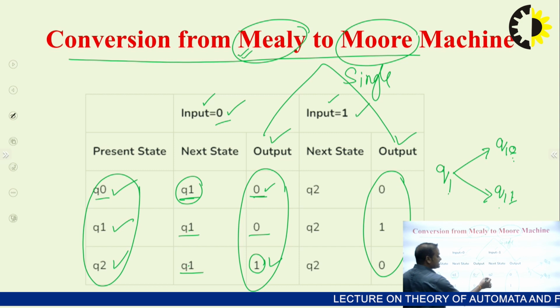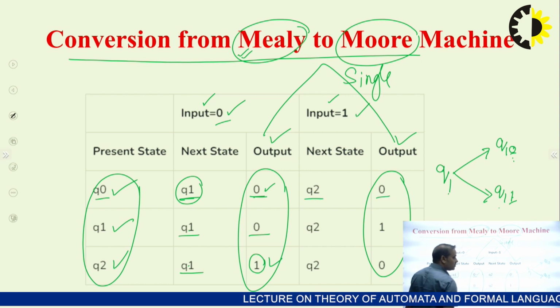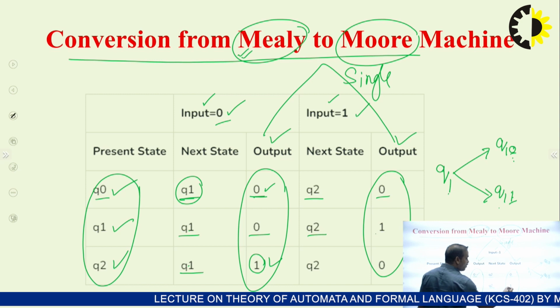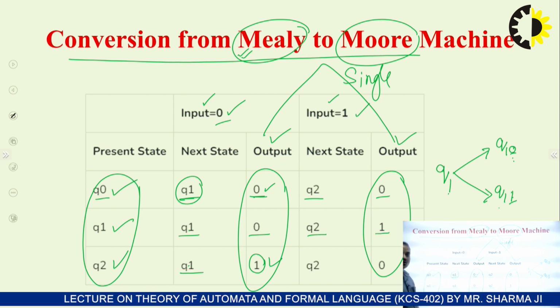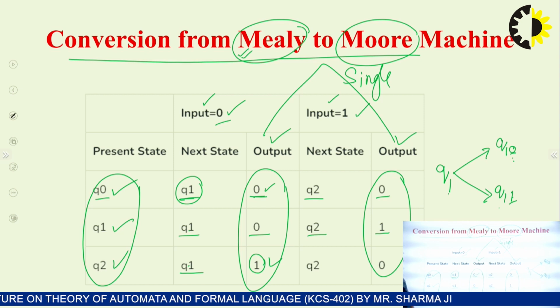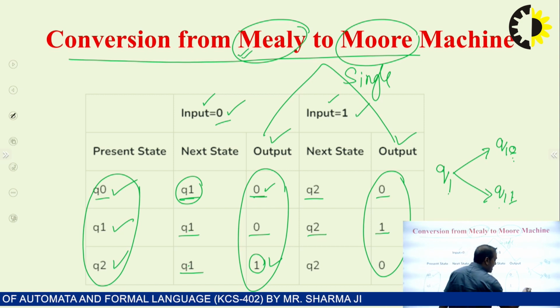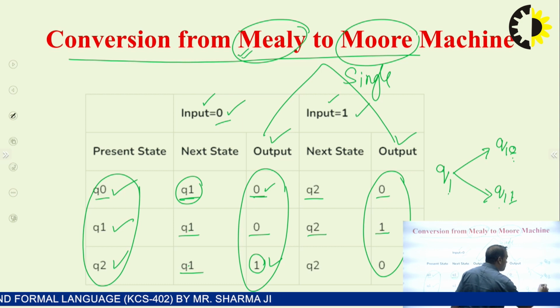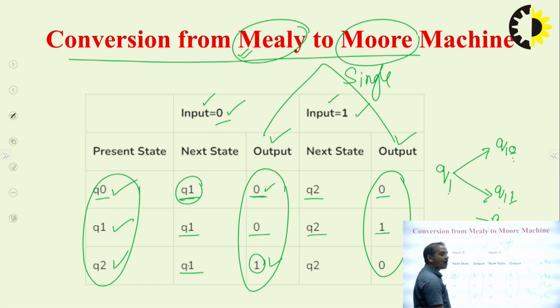Now we have to check state Q2. Q2 output 0, no problem. Q2 output 1. This is also for state Q2. There are two outputs. So we have to split state Q2 also into two parts. First Q20 for 0 output and second Q21 for 1 output. Now here the next state is Q2, the output is 0, no problem. We have already split state Q2. There are only two outputs 0 and 1, so we split the state into two parts.